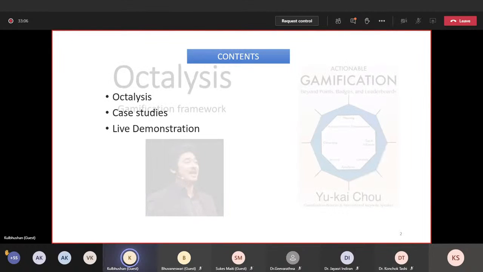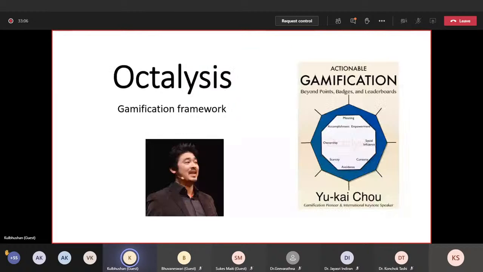Starting with Octalysis, Octalysis is a gamification framework given by Yu-kai Chou. It helps us critically analyze any application from the gamification point of view. In the end, we come to know how much of the application is gamified, what the lacking parameters are, and what different additions we can make to the application to increase the gamified experience.